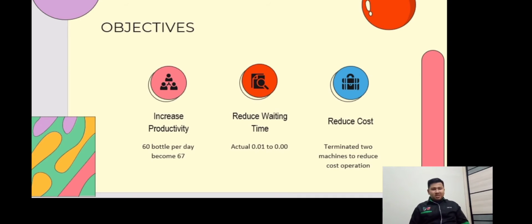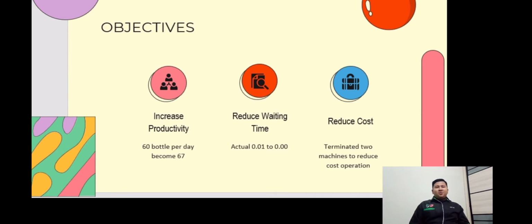And also the waiting time, we try to reduce it from 0.01 hour to no waiting time, which is 0.00 hour. It is not impossible. The same goes with the cost. We try to cut the cost by terminating machines to reduce operation cost. But in this case, it is not easy because we need to keep it balanced and still working the same as before.